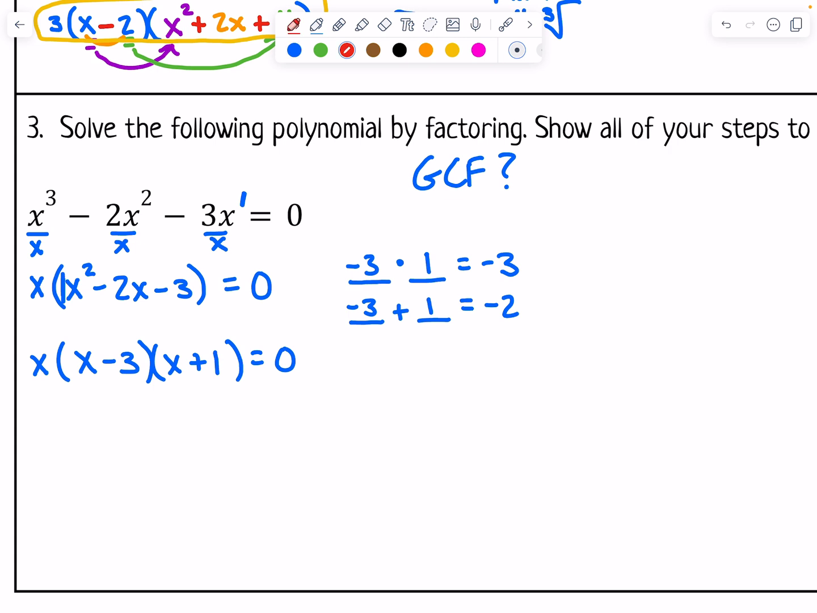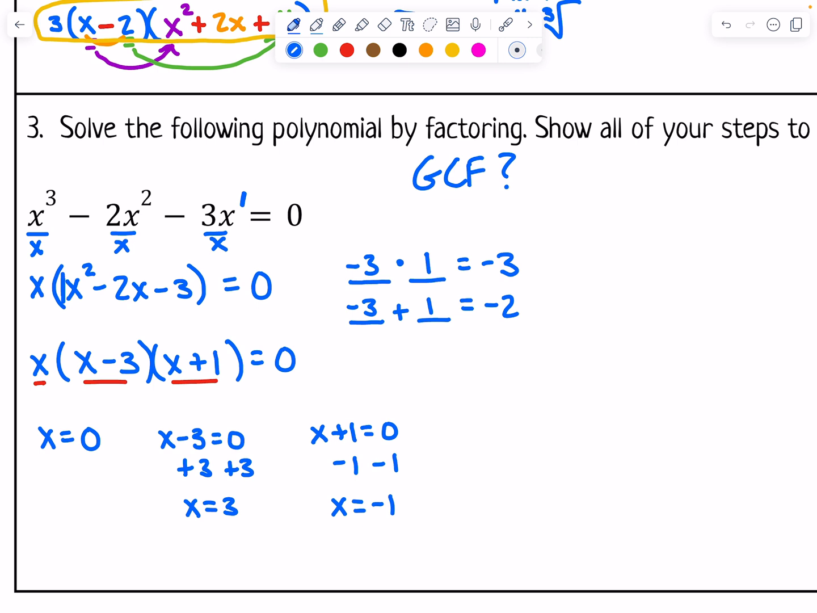So now I have three factors. I have x, I have x minus 3, and I have x plus 1. I need to set each one of those equal to 0 to finish solving by factoring. So I would say x equals 0, x minus 3 equals 0. So then I just need to add 3 to finish solving for x, and I get x equals 3. And then x plus 1 also equals 0, and you just finish solving for x by subtracting the 1. So I end up with 3 solutions.